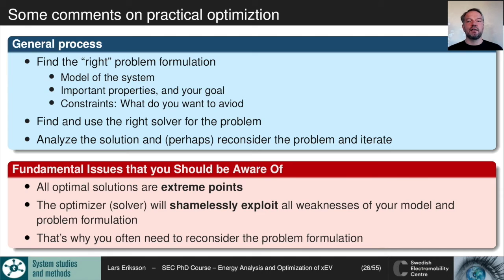For example, I have done optimizations over parameters for systems and found that the best solution would be to have a negative temperature in the Kelvin scale, which is completely unphysical. But the optimizer didn't know that it was unphysical because I hadn't told it that I wanted to have a constraint that I needed to have reasonable temperatures. So this is something that often happens, that the solver exploits all weaknesses that you have in your model to find what's best in the mathematical sense. And that's why you often have to reconsider your problem formulation and reiterate.